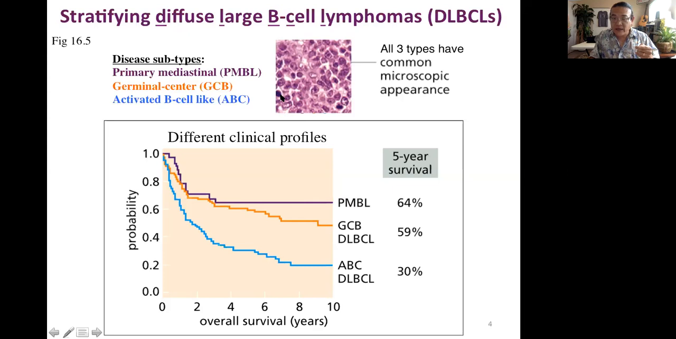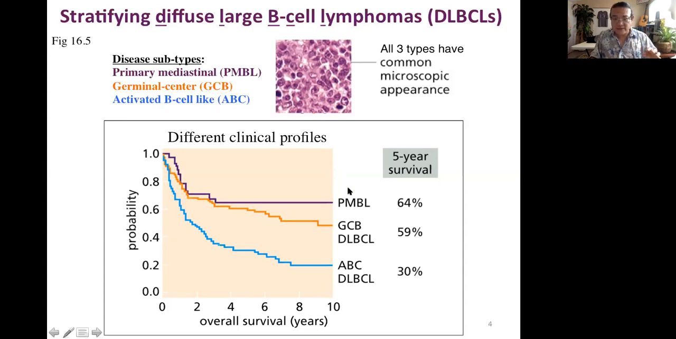Unfortunately, when you look at these 3 types under the microscope, the pathologist looking at the biopsy would pretty much see the same thing. It just looks kind of like this, right? And so you have a very poor ability to figure out, when the patient presents with the cancer in the clinic, which of these subtypes you are dealing with.